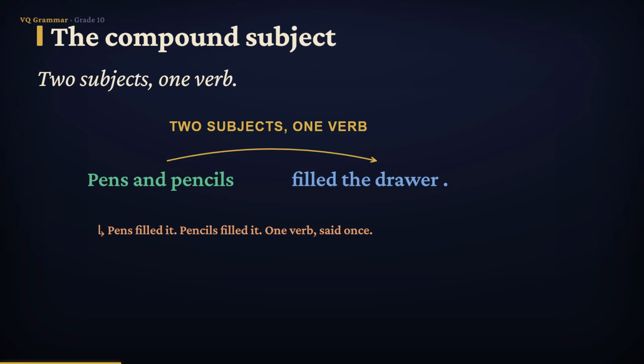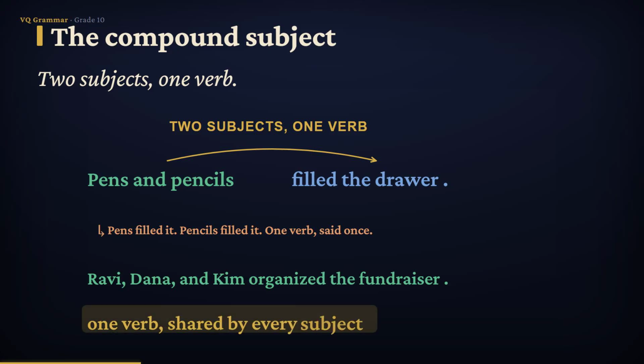A compound subject is not limited to two either. Ravi, Dana, and Kim organize the fundraiser. Three subjects now, all lined up, all leaning on that one verb, organized. However many subjects you stack up, the rule holds. One verb shared by every subject.